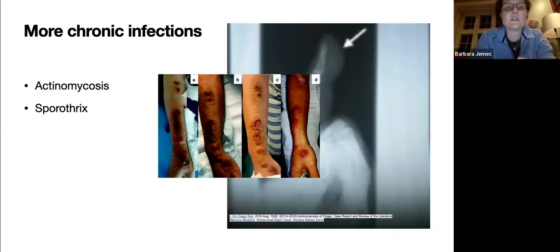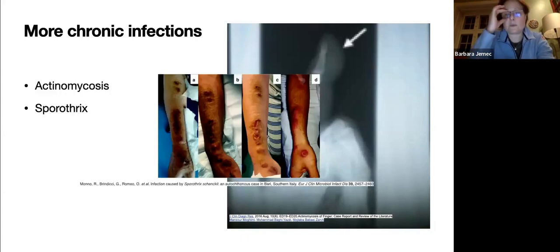The other thing is sporothrix. Again, I have to attribute it to my colleagues in Italy, which is to do with soil.